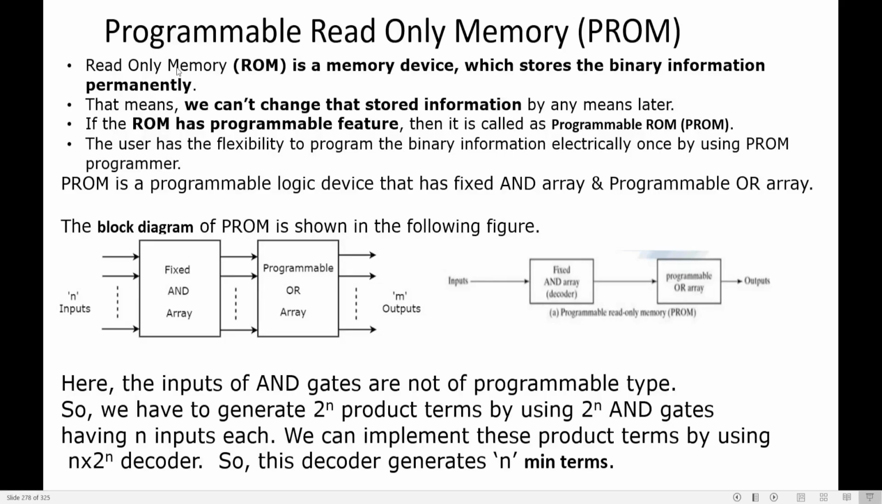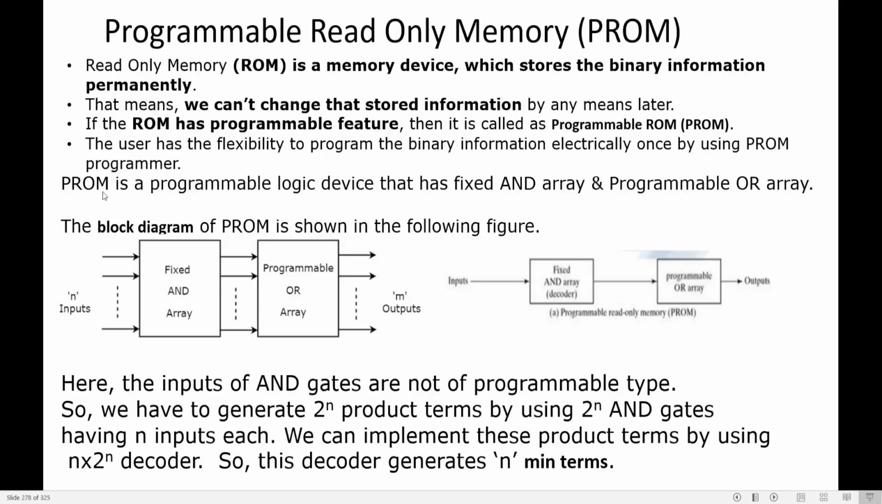First we need to understand what is ROM. ROM is a memory device which stores binary information permanently. Once it is stored, we can't change the stored information. If the ROM has a programmable feature, I call it PROM. So what is PROM? First you need to write what is ROM. ROM is a memory device which is used to store the data permanently. Once it is stored, that cannot be changed. If the ROM has a programmable feature, you call it PROM.